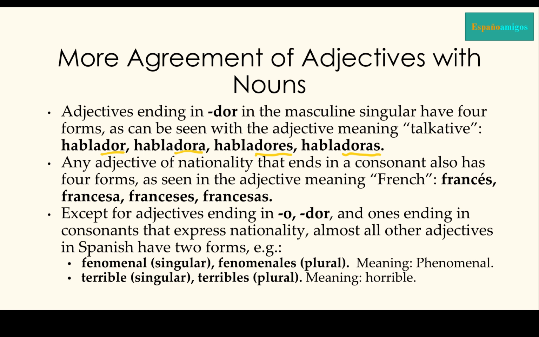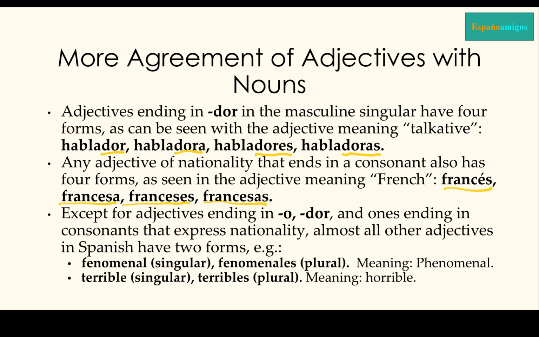Any adjective of nationality that ends in a consonant also has four forms, as seen in the adjective meaning French. You can see francés, Frenchman, francesa, French woman, franceses, Frenchmen in plural form, francesas, French women. Except for adjectives ending in -o, -dor, and ones ending in consonants that express nationality, almost all other adjectives in Spanish have two forms.